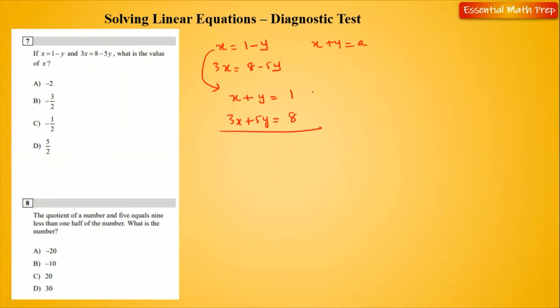I just multiply by 5 to the expression at the top and 1 in the one below, which would give me 5x plus 5y equals 5, and 3x plus 5y equals 8. Why did I do that? So I can cancel out y. So if I subtract these two terms, it'll be 2x equals negative 3. So x equals negative 3 over 2.